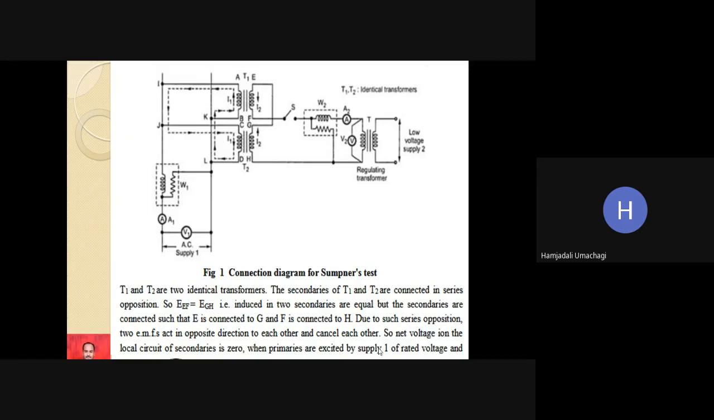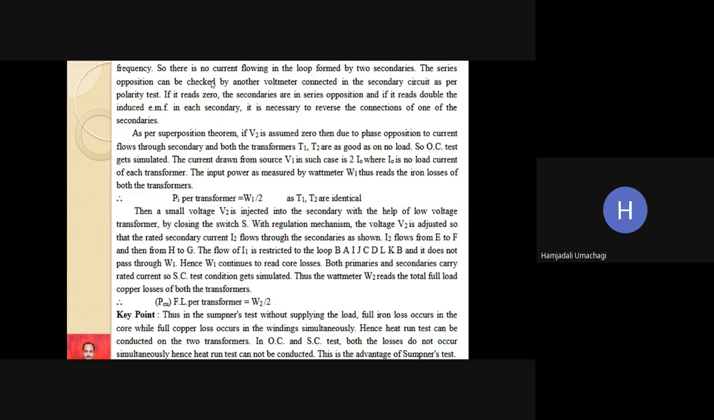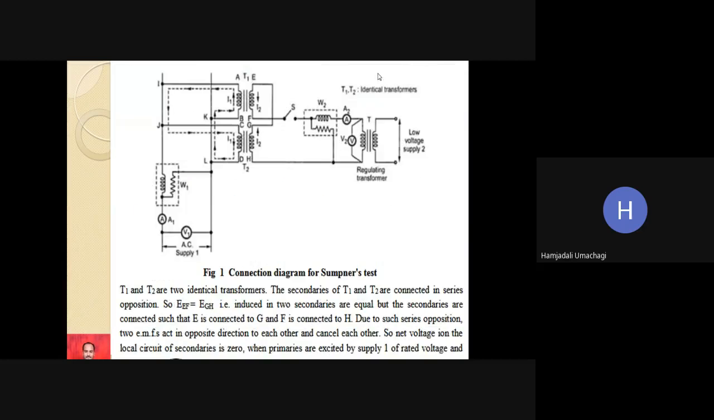The primaries are excited by supply of rated voltage and frequency. So there is no current flowing in the loop formed by the two secondaries. Here you can see that keeping the switch S open, we are applying rated voltage. At that period of time there is no current flowing in the secondary, so it is as good as an open circuit test. And when we apply the rated voltage, let us see what will happen now.